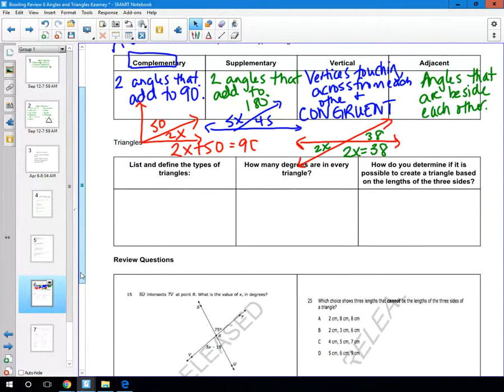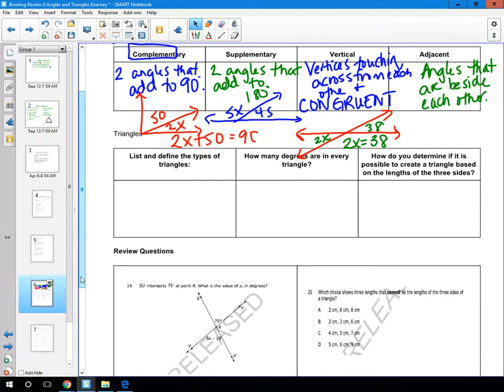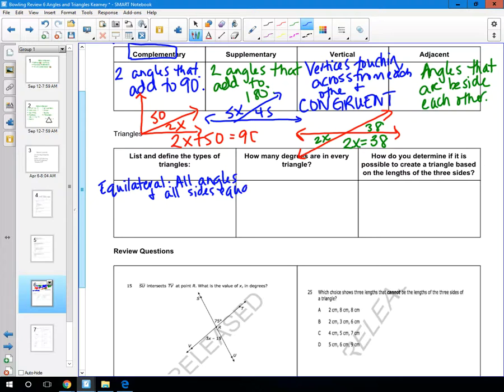Let's list the different types of triangles, and then we'll talk about some specific things about triangles. So remember the word equilateral. When you hear the word equilateral, what do you hear? Equal. So equilateral means all angles and all sides are congruent. All angles and all sides are equal.